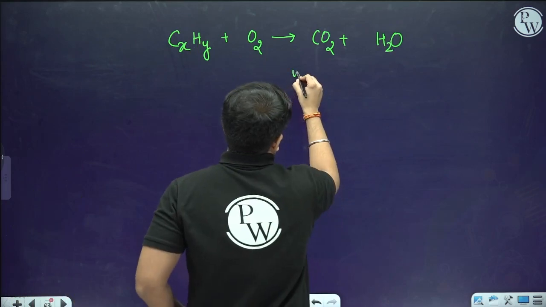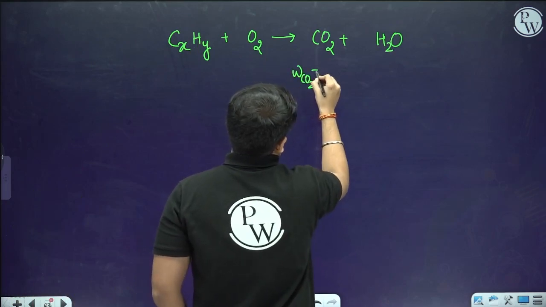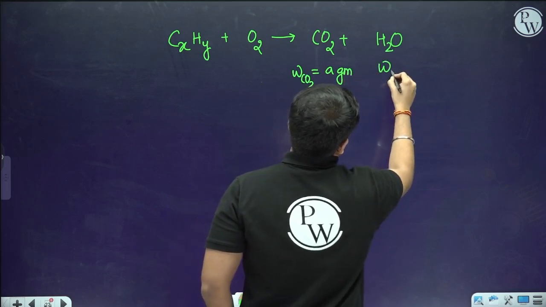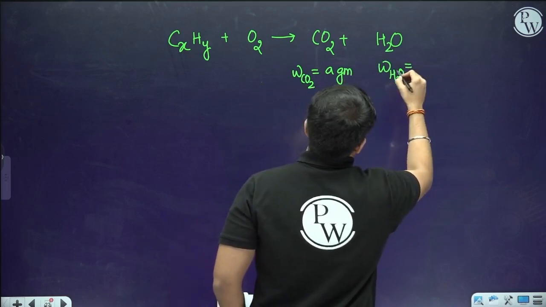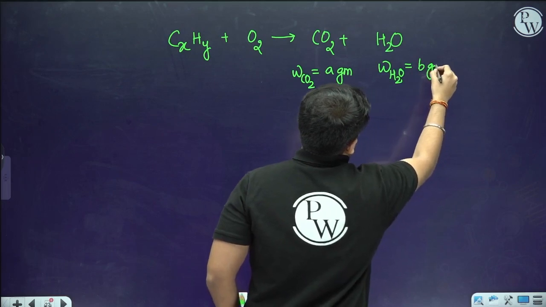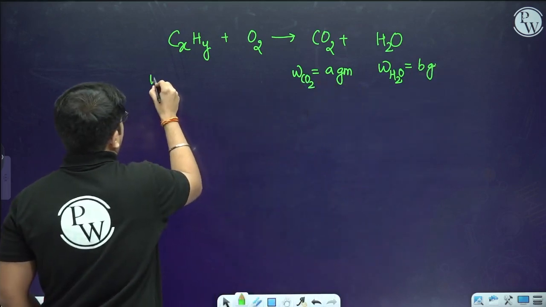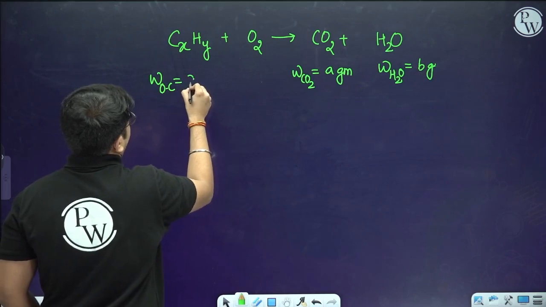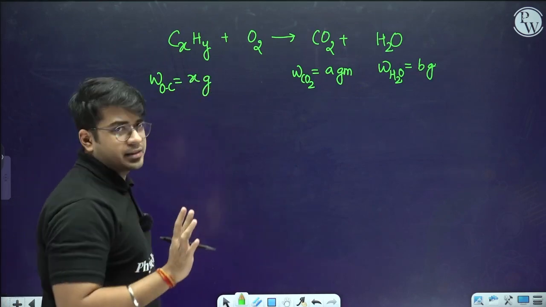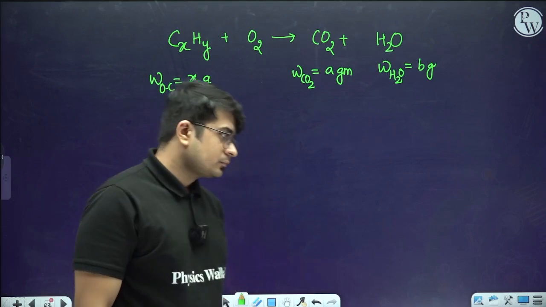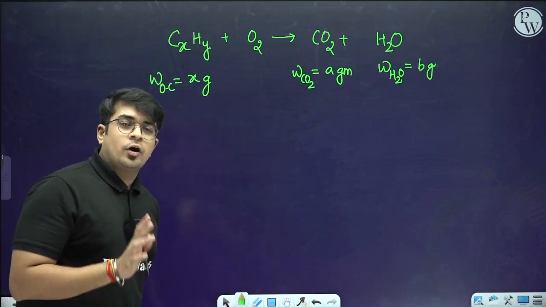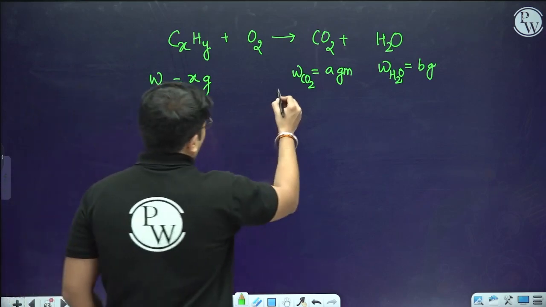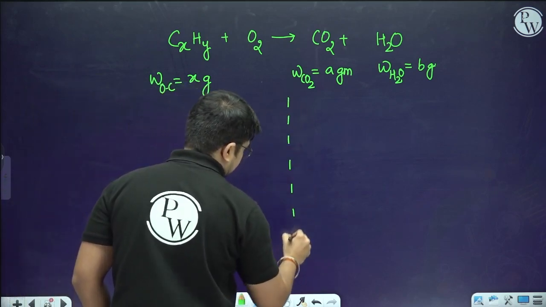Now, let's say that this W of CO2 is already given, which is, let's say, a gram. This W of H2O is also given, which is, let's say, b gram. And this W of organic compound is also given, which is, let's say, x gram. If somebody asks you, what is the percentage of carbon and percentage of hydrogen, what are you going to use in the calculation?